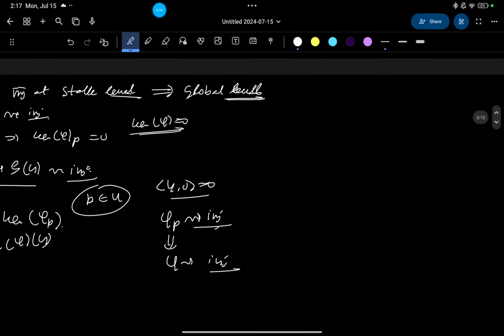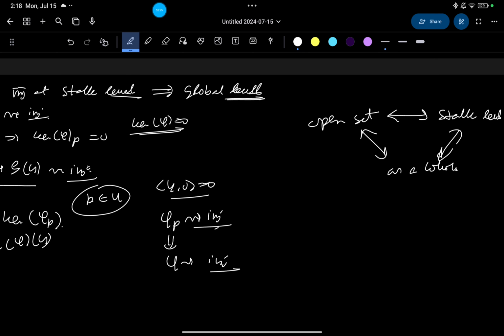So that means open set level if and only if stalk level if and only if as a whole, both are actually equivalent to each other, and it is true for injectivity.